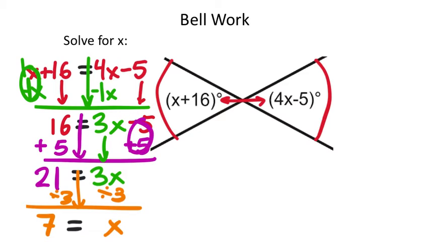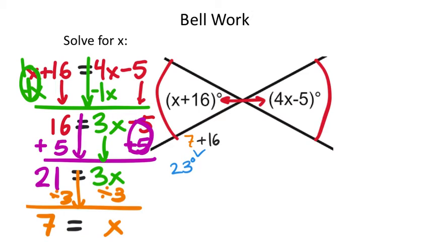Now, if I've done this right, which I think I have, I can check. I can go to the angle on the left, x plus 16, and I can say, what do I get if I replace the x with the value that we found, which was 7? Well, then I'd have 7 plus 16, which is 23, which means that this angle right here would be 23 degrees.